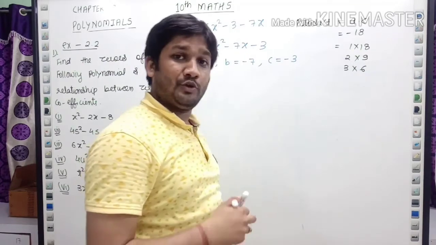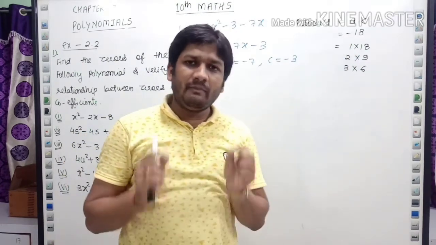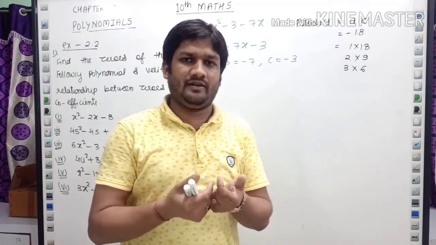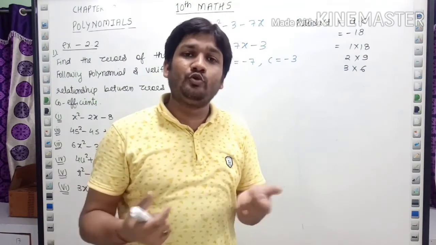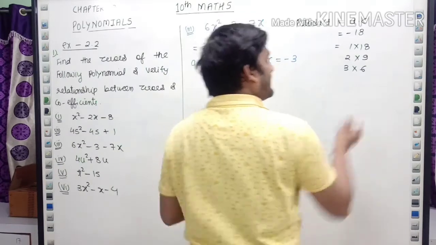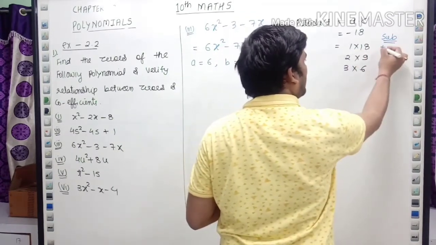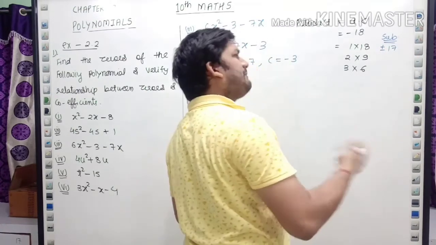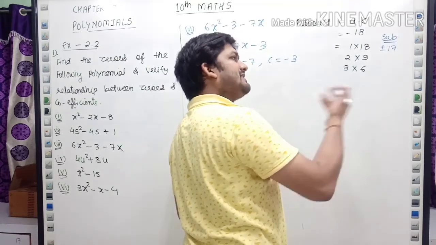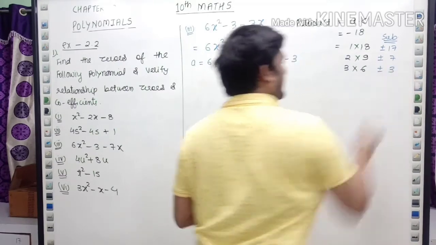Any other options? No. Now again, here the product is negative. Remember, if the product is negative, the two terms are subtracted. If the product is positive, the two terms are added. So here, what will be the subtraction of 1 and 18? Plus minus 17. Why plus minus? 1 minus 18 is minus 17 and 18 minus 1 is plus 17. So based on the order, plus minus 7 and plus minus 3.